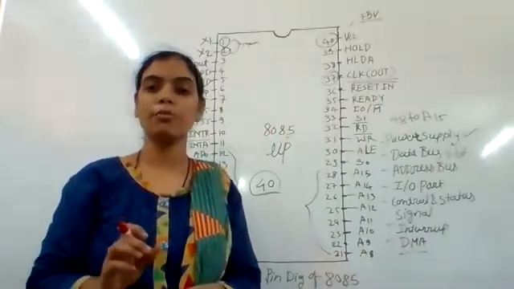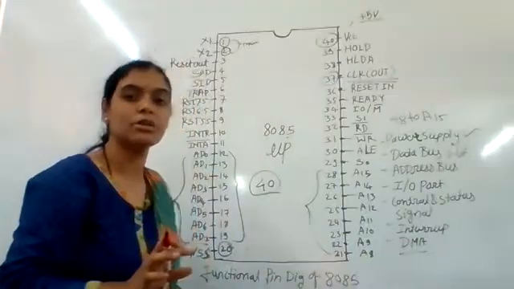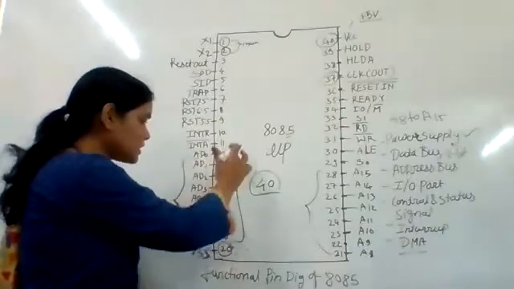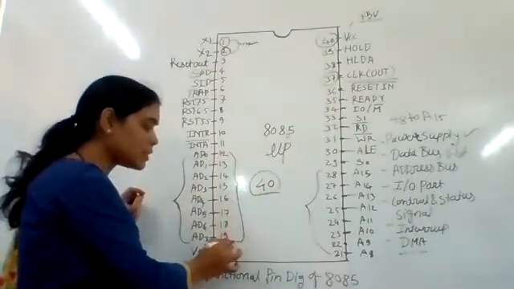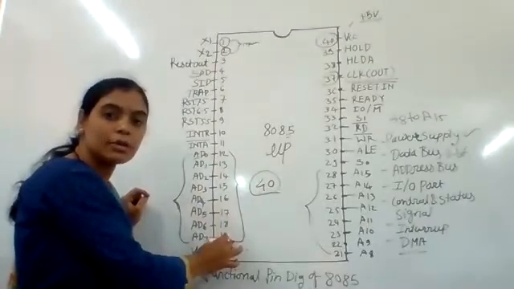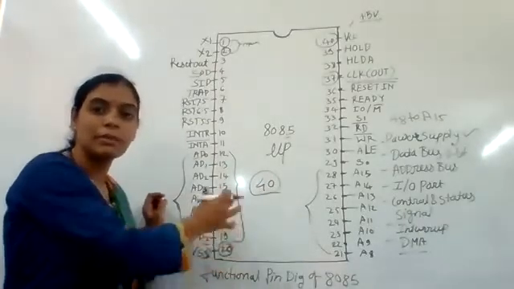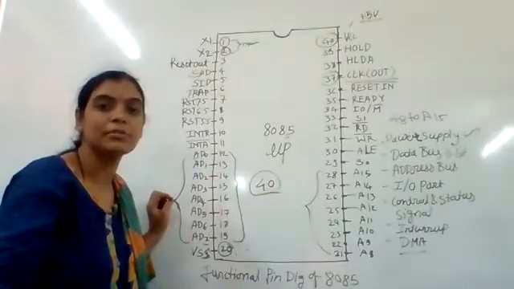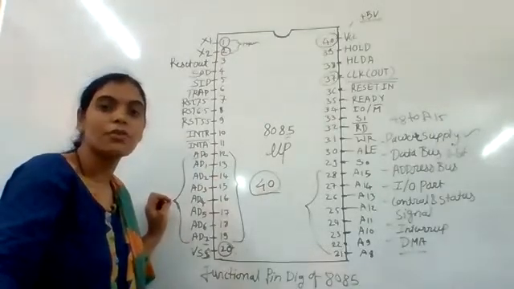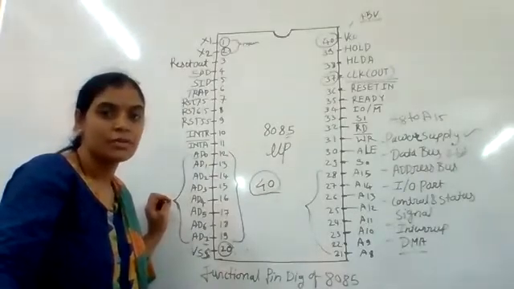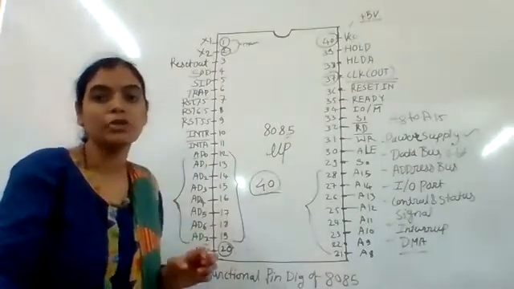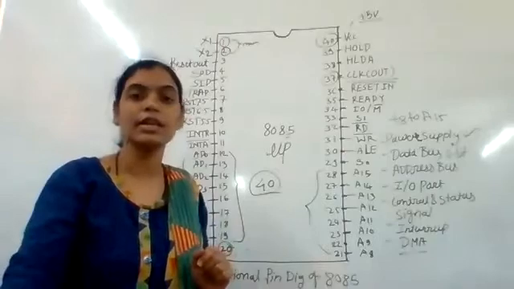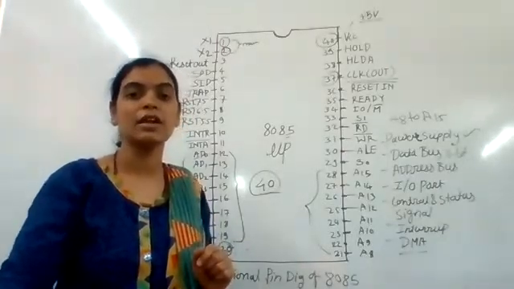To reduce the number of bus lines, these 8-bit data bus lines are multiplexed. These lines sometimes act as the address bus and sometimes act as the data bus. These 8-bit data bus lines are multiplexed with the 8-bit address bus. Pin numbers 12 to 19 are the address or data bus multiplexed lines.